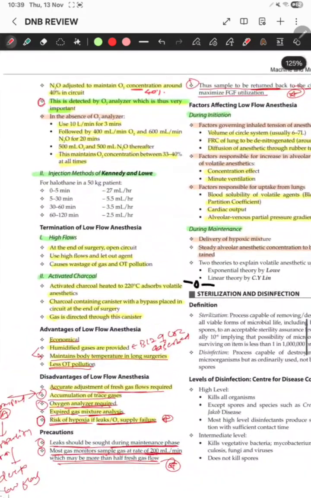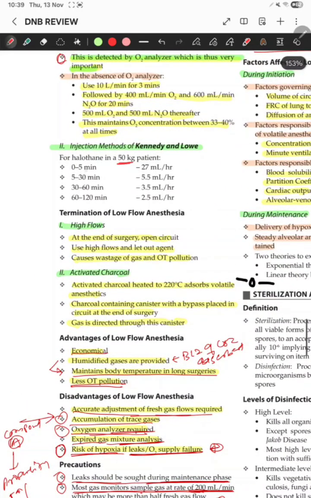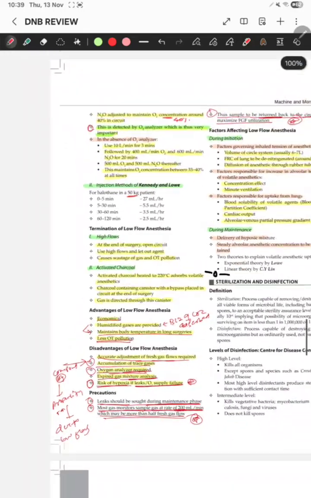And second is injection method of Canadian Loy. For halothane in a 50 kg patient, 0 to 5 minutes, give 27 ml per hour, 5 to 30 minutes 5.5 ml per hour, 30 to 60 minutes 3.5 ml per hour, 60 to 120 minutes 2.5 ml per hour. These were the maintenance techniques.